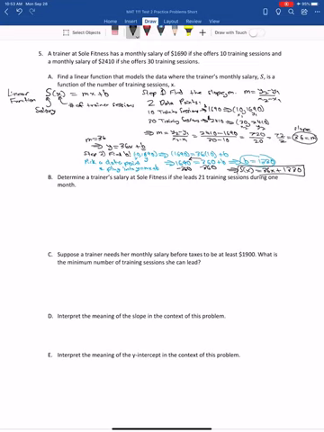There it is. There's our linear model that describes the monthly salary for this trainer at Soul Fitness. All right, so let's move on to part B. Now we're going to use this model. It says determine a trainer's salary at Soul Fitness if she leads 21 sessions during 1 month.